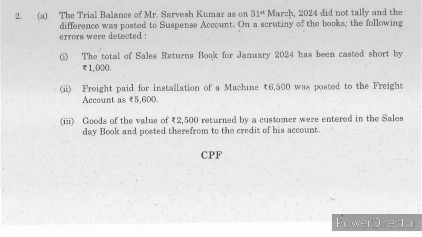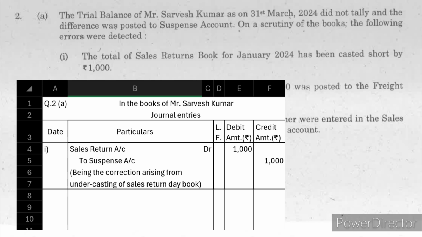First transaction. The total of sales return book for January 2024 has been casted short by rupees 1000. This is an example of error of commission. Rectification entry will be sales return account debit 1000 to suspense account 1000. Narration being the correction arising from undercasting of sales return day book.